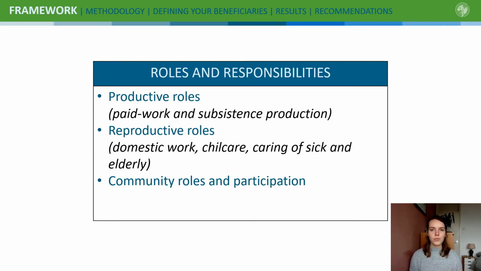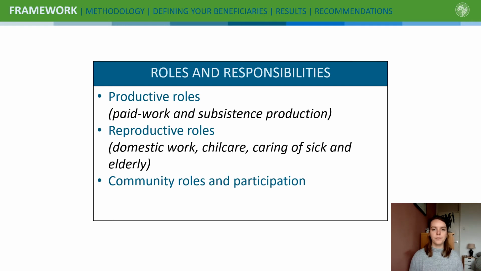A farmer's roles and responsibilities refer to productive roles, reproductive roles, and community roles and participation. With productive roles, we mostly refer to paid work or income. So for a farmer, this is a lot about his agricultural subsistence, the production system, the money generated from it, where to sell. And for reproductive roles, we refer to domestic work, including household, but also childcare or caring of the sick and elderly.